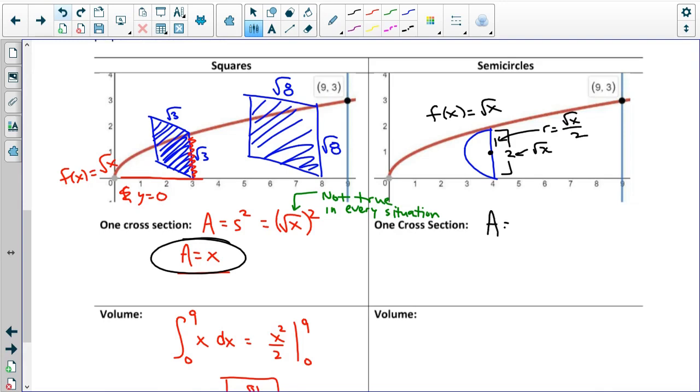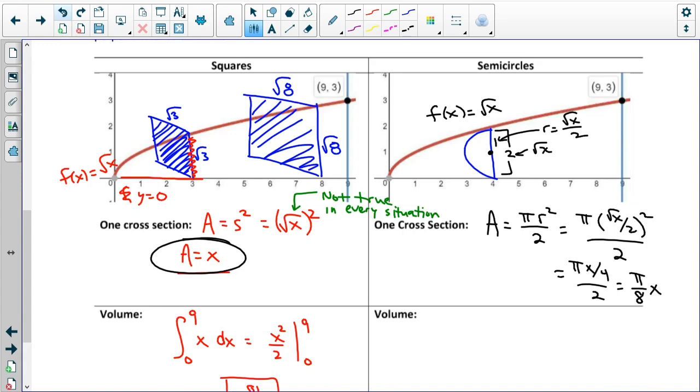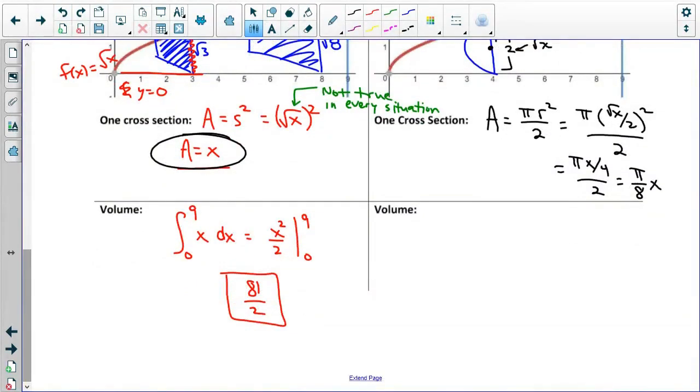So I have one cross section. The area of a cross section is pi r squared over 2. So my radius is root x over 2. So I have pi times root x over 2 squared over 2. So this is pi times x over 4 all over 2, which is pi over 8 x. So now I'm going to integrate that area function. So the area function is pi eighths x. So it's the integral from 0 to 9 of pi eighths x dx.